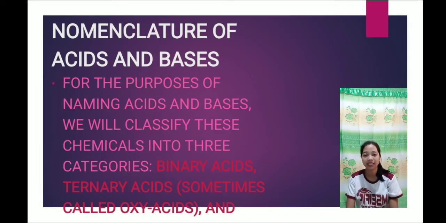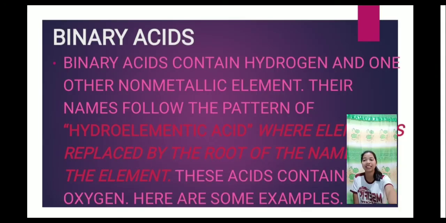Nomenclature of acids and bases. So dito, makaklasify daw natin yung chemicals into 3 categories, which is binary acids, ternary acids, and the bases. Binary acids. So, binary acids ay nagko-contain ng hydrogen at isa pang non-metallic element. So, itong names na to ay sinusundan sa pattern ng hydro-element-ic acids, where element is replaced by the root of the name of the element. So, itong acids na ito ay nagko-contain ng no oxygen.